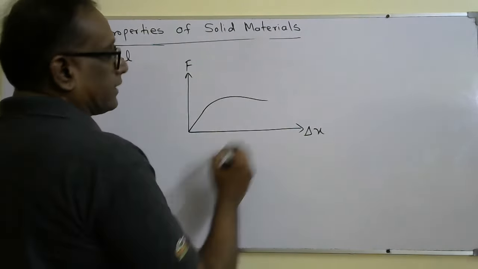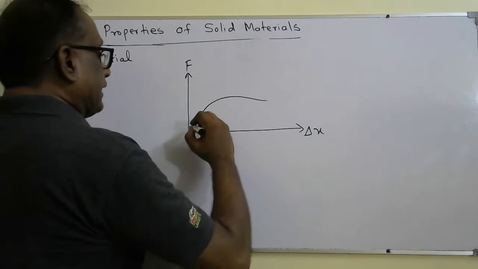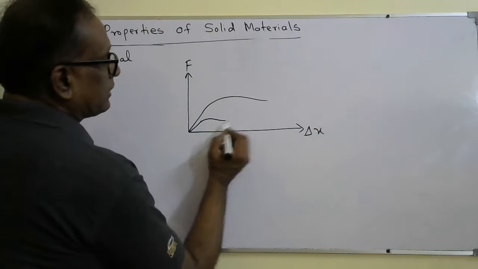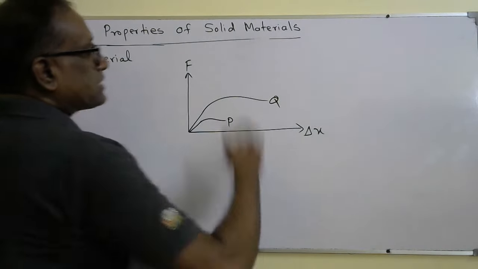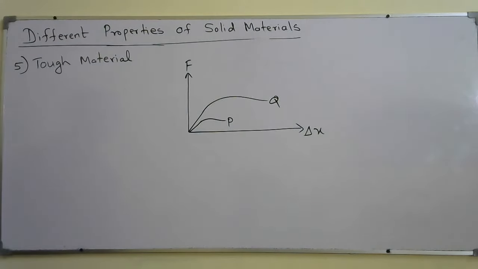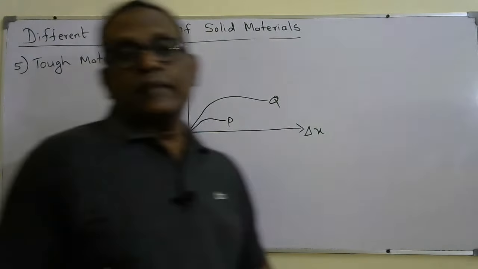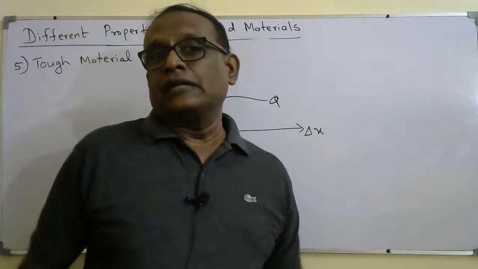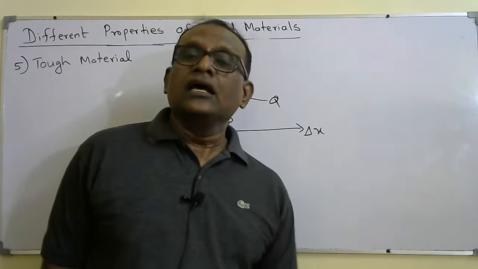There could be a material that looks something like this. This is P, this is Q. Q is a good tough material because it shows a large area under its plastic deformation. So it is a tough material. Generally, composite materials are tough materials. Even copper is also a tough material, but generally composite materials are tough materials. Good example, climbing rope.